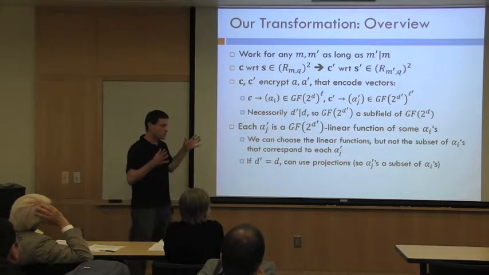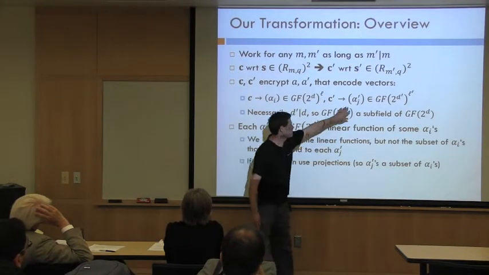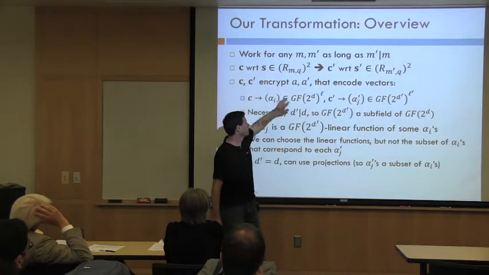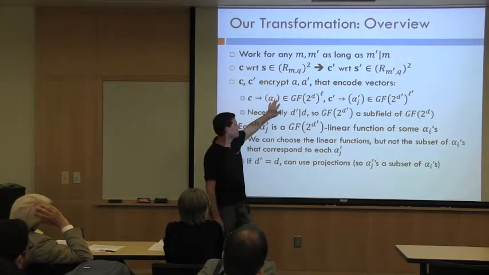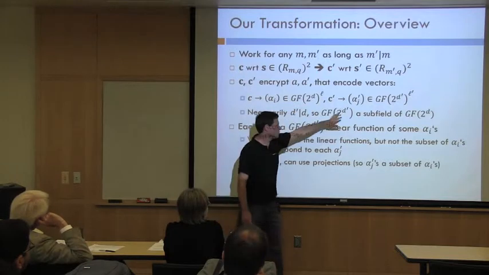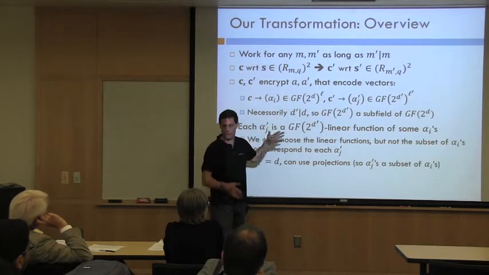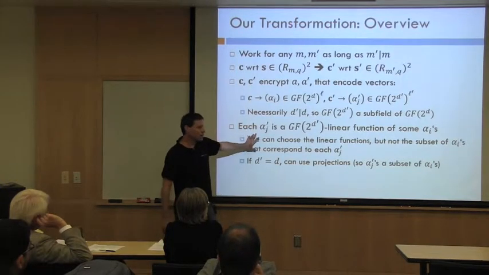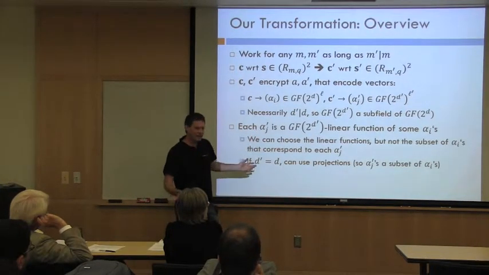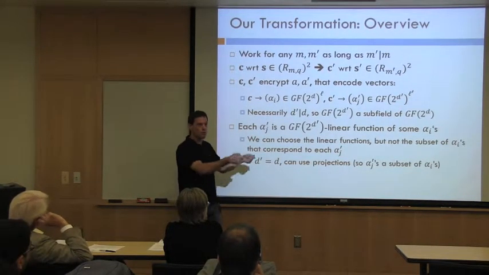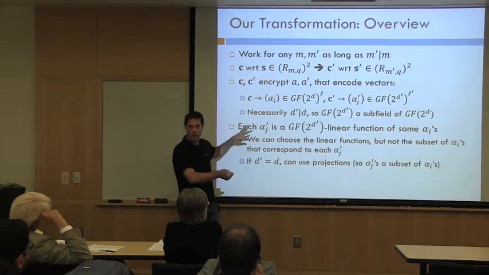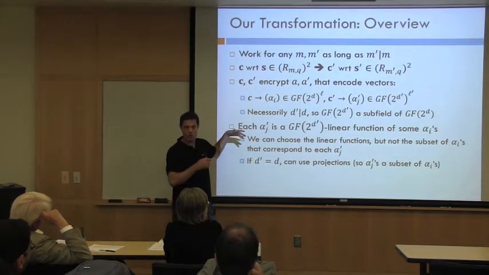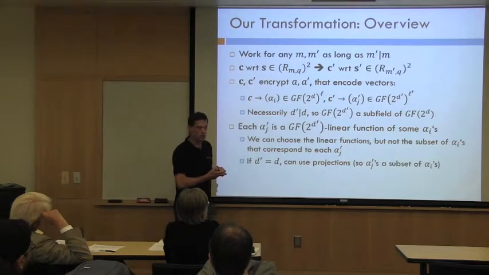And there is a fixed partition. The first guy depends on the first 9 A_Is, and the second one depends on the next 9 A_Is. So this partition is fixed and it depends only on M and M prime. But what linear combination we get, actually, we can get any of them. If we know that we want a particular linear combination, we can get a transformation that does that linear transformation.